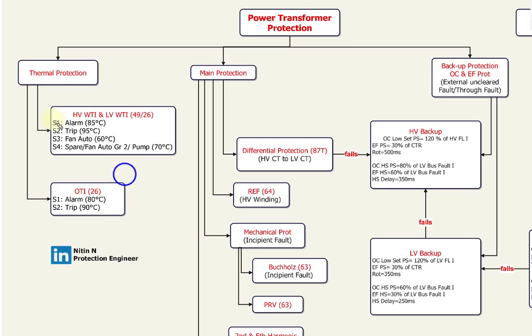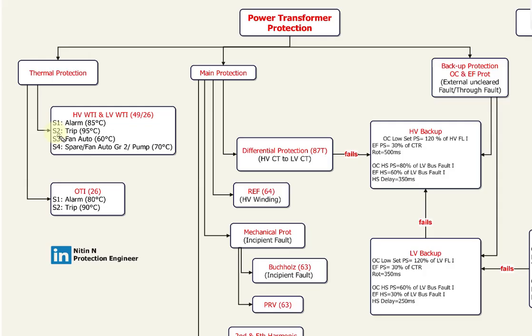All right. So we are talking about the thermal protection, that is, the temperature rise of the oil and the winding, so that we need to keep in control. Due to loading conditions, the temperature may rise, and we need to keep it in control. For that we use HVWTI and LVWTI, we combine them together, and the S1 switch is used for alarm, set at 85 degrees Celsius.